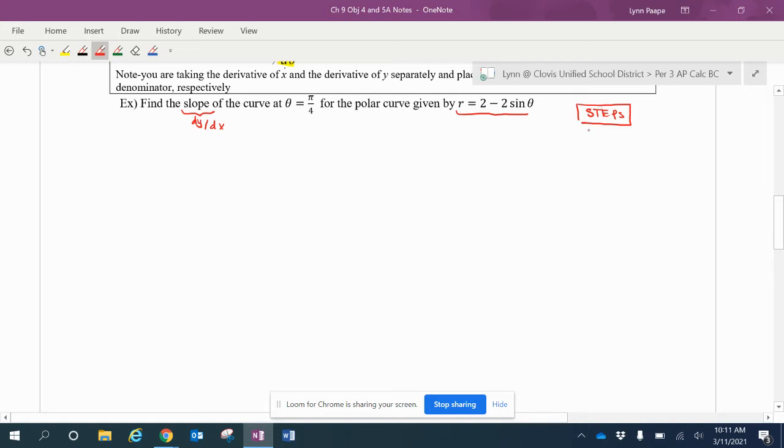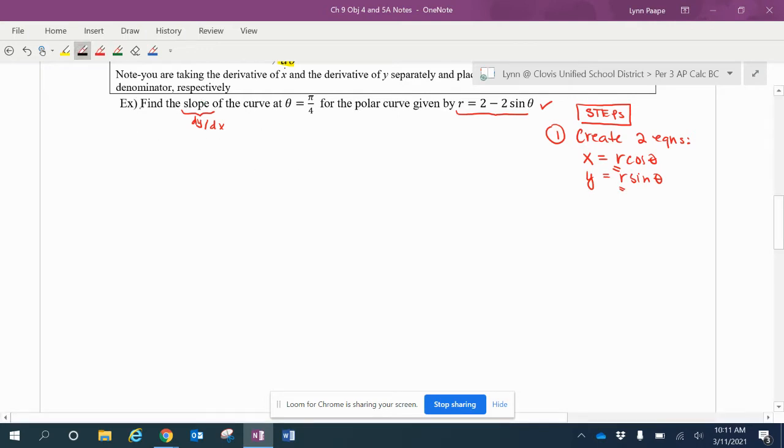So in order for us to find dy dx, we need equations of y and equations of x. So that's going to be our first step. So we're going to create our two equations. So we'll find x is equal to r cosine theta, and then we're also going to find y is equal to r sine theta. And then our r is going to be substituted for whatever the given r function is, which in this case is 2 minus 2 sine theta.